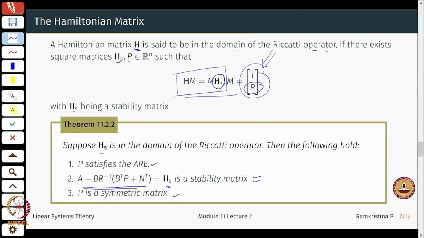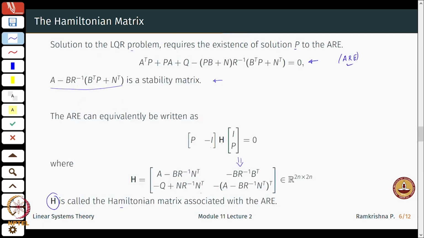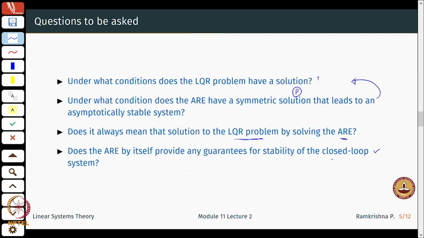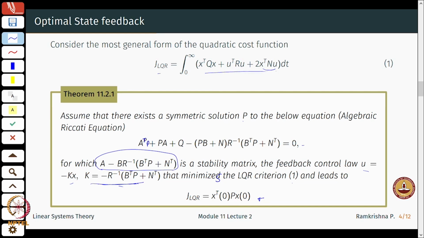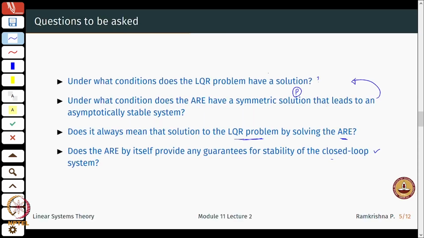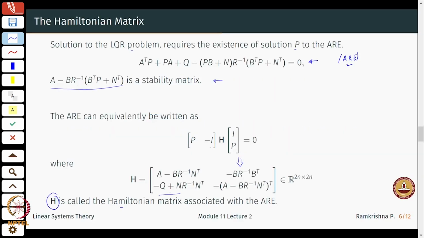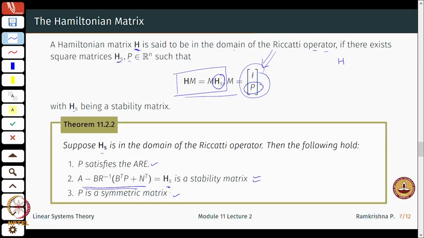Are there ways to, so what is the information that I have? I have H. So, given this H of this form, can I find out a P? Now, look closely. All the terms in H are known to me. A comes from the system matrix, B comes from the system matrices, Q, R and N all come from my cost function. Okay. So, given this H, can I now find a P, making use of the expression that we have here?